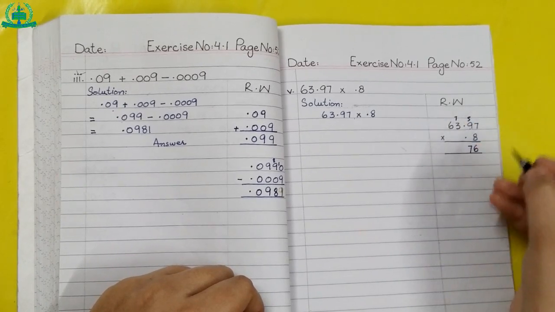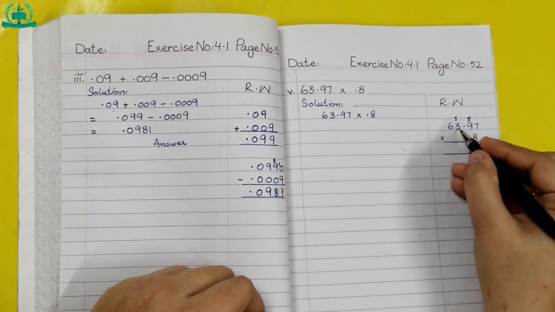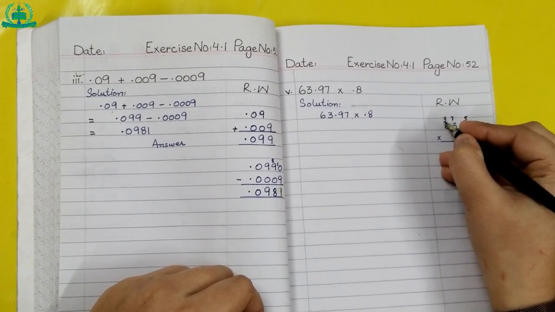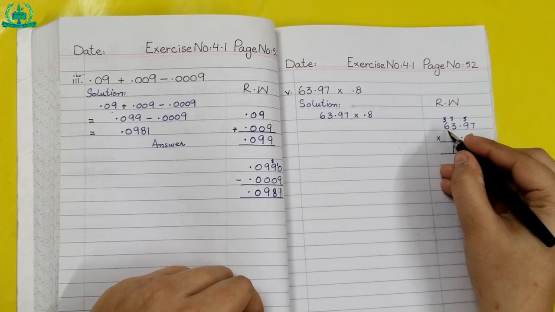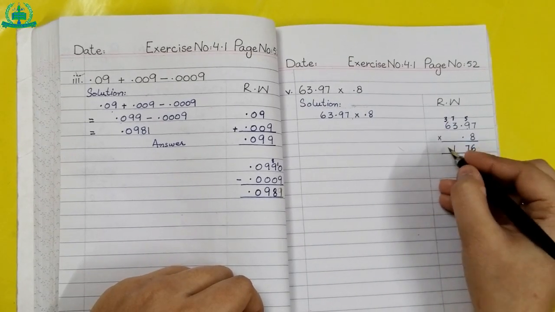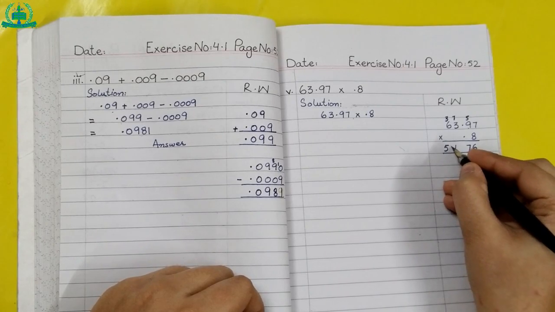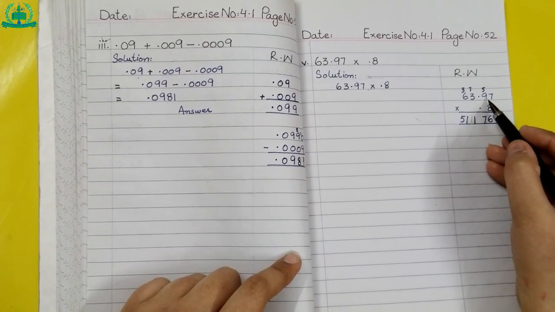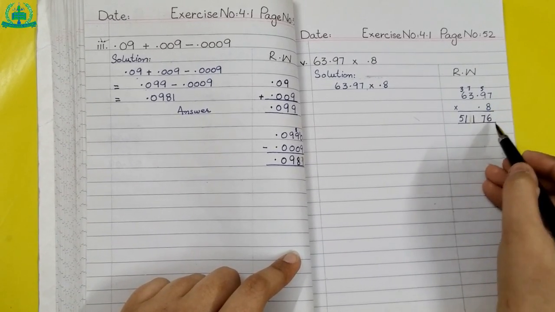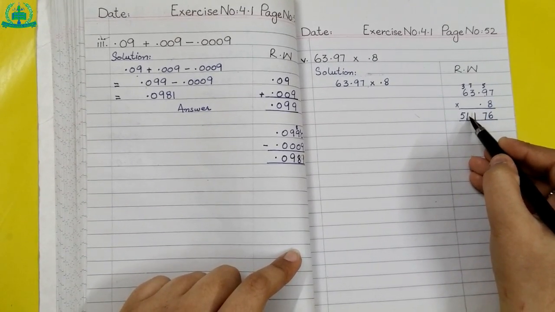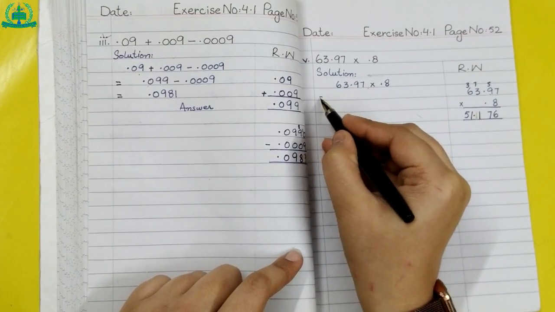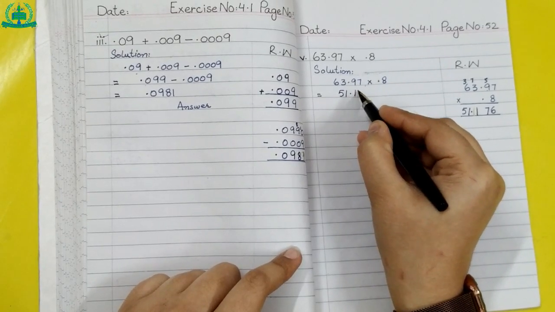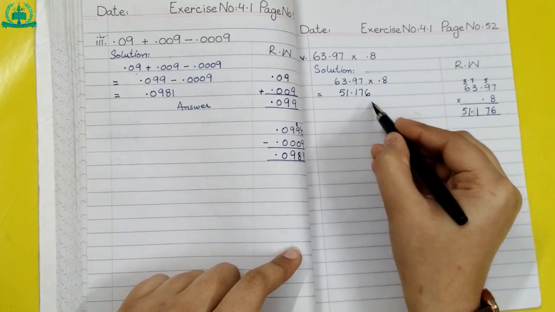7 carry. 8 threes are 24. 24 plus 7, 31. 1 here. 3 carry. 8 sixes are 48. 48 plus 3, 51. Count the digit after the decimal: 1 2 3, 1 2 3. We put decimal. Is equal to 51.176. This is answer.